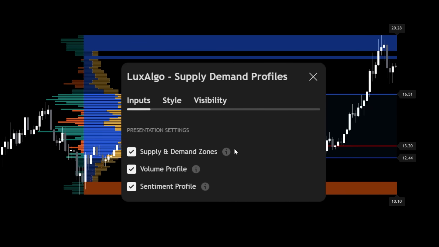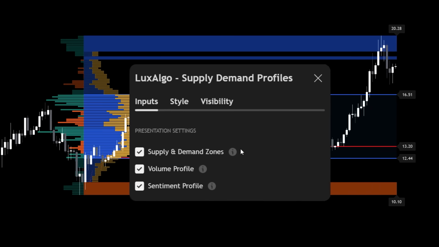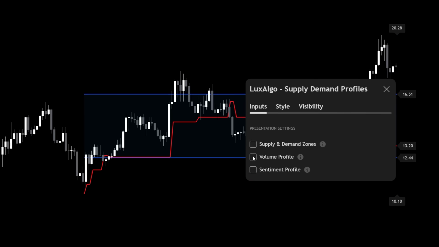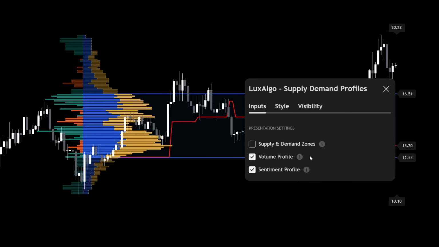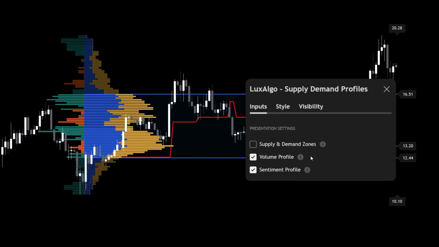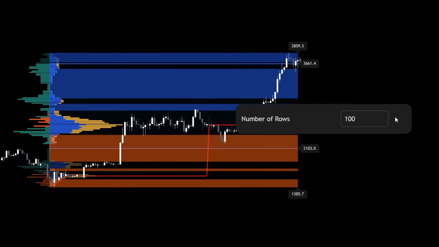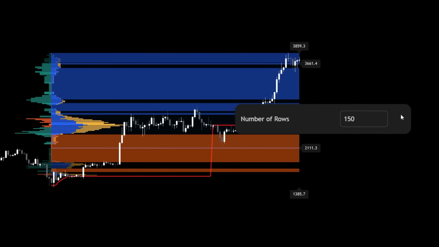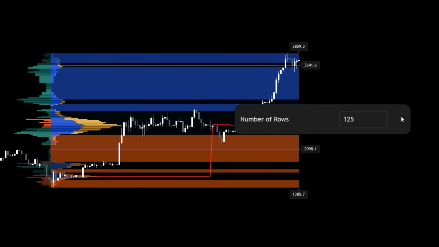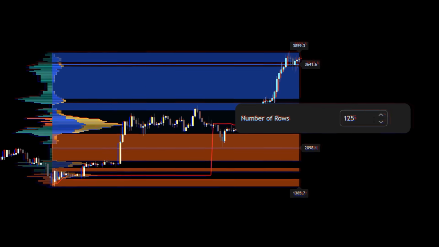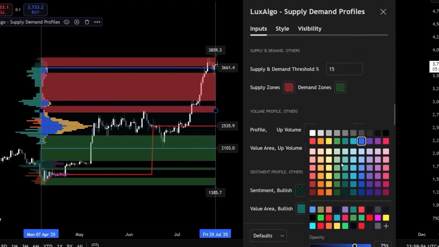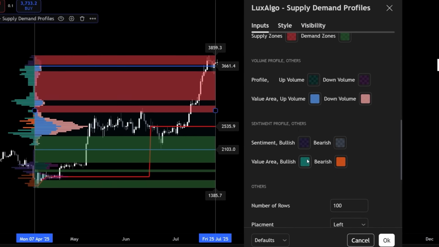Under presentation settings, we've added full control over what's displayed. Want to focus only on demand zones and sentiment? No problem. Prefer a clean view of just the volume profile and sentiment? You can toggle elements on and off with ease. No need to stack or swap indicators. Further down, there's the number of rows setting. Increasing this gives you more granularity in the volume profile, while decreasing it helps you simplify the view by focusing on broader zones. And of course, you'll find full styling controls for adjusting the colors, so you can tailor everything to your chart theme and visibility preferences.